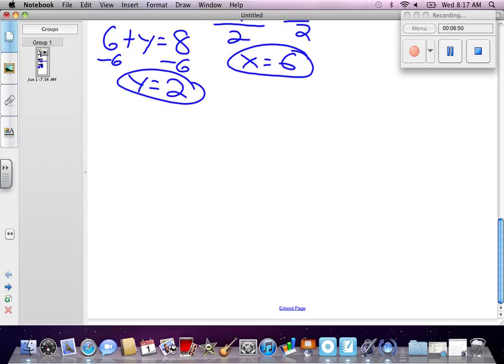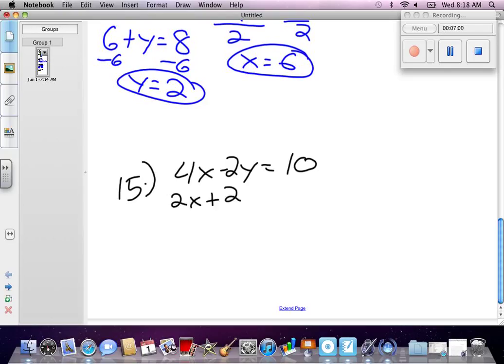All right. Let's look at 15. 15, we have 4x minus 2y equals 10. And we had 2x plus 2y equals negative 10. So what do we want to do this time? Graphing, substitution, or elimination? Elimination. I'd want to do elimination again.